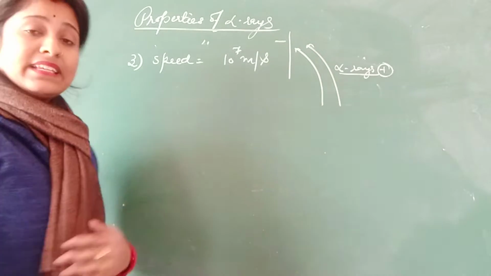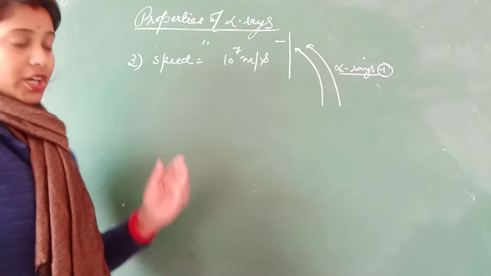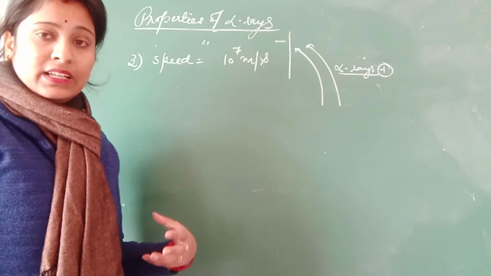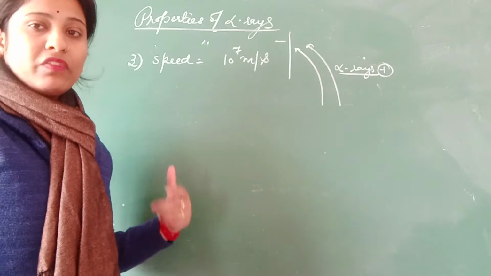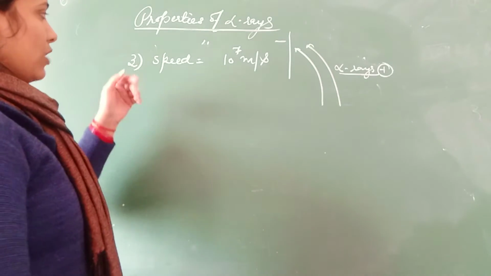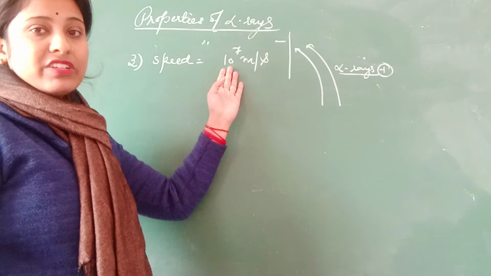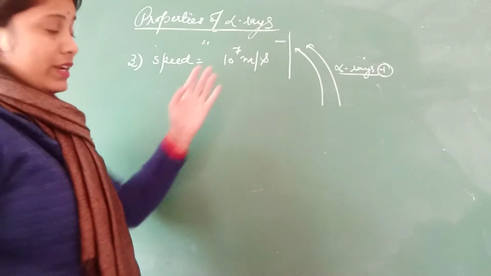Let us come and discuss the third property. The third property is regarding the speed of alpha rays. Because an alpha particle is a particle, it might be moving with some speed. So the speed of an alpha particle is in the order of 10 to the power 7 meters per second. What does it mean?